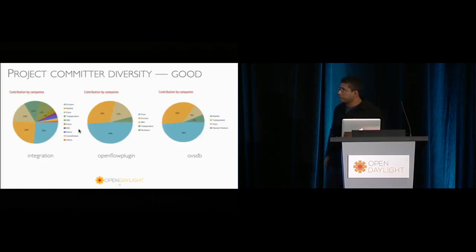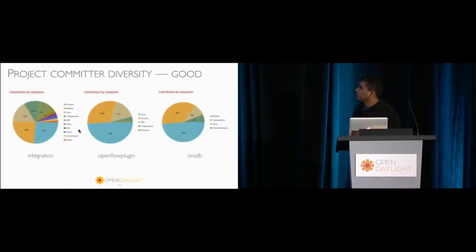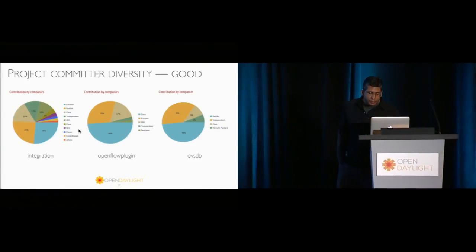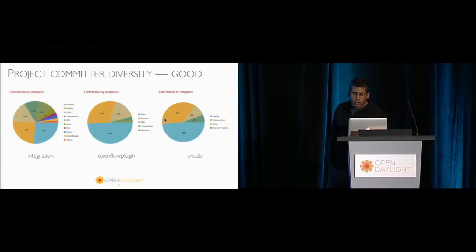And then the other one is OVSDB. I think this is another one where we see a good deal of committer diversity coming from not only some of the companies, but there's a huge chunk of independents who are working on this project. So these are individuals who are contributing just because they're interested in the project or they're interested in working with the people who are running the project. So this is another really fantastic example of committer diversity.